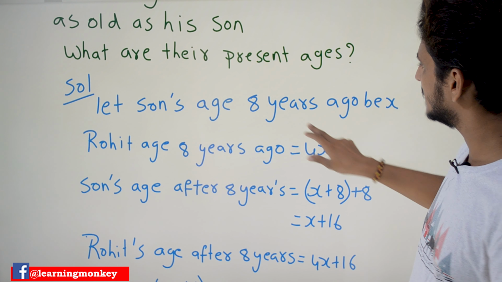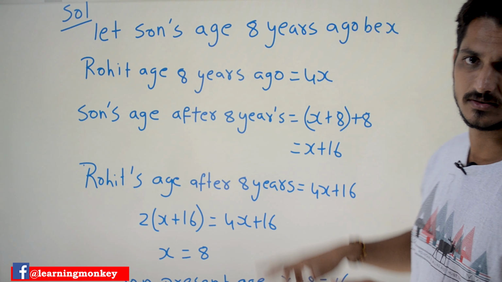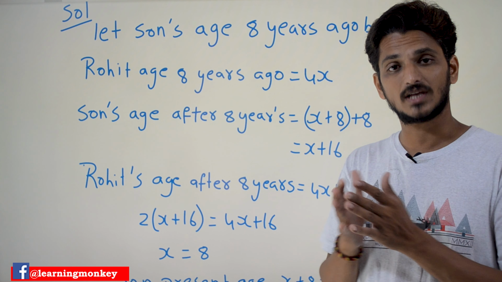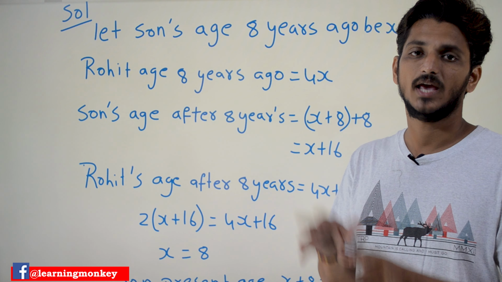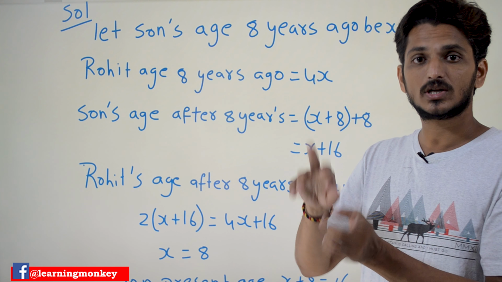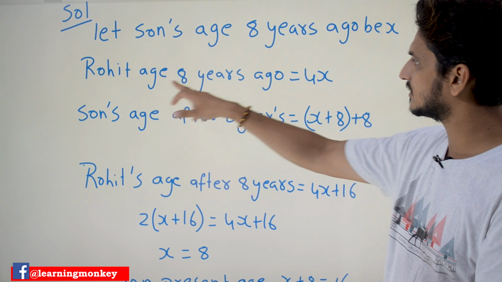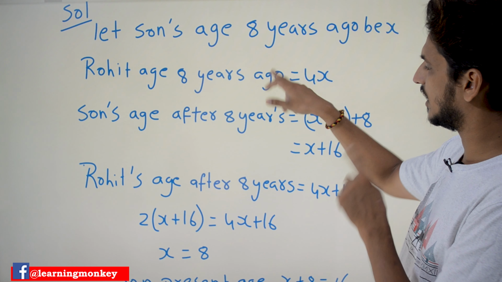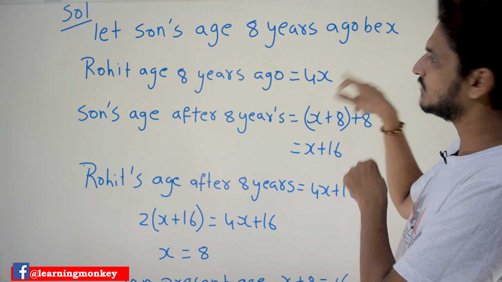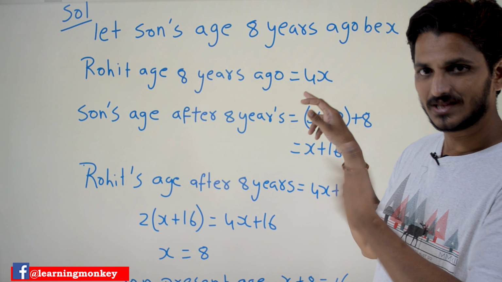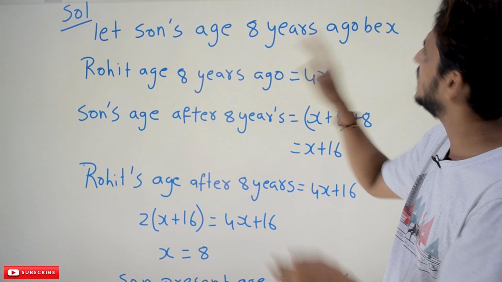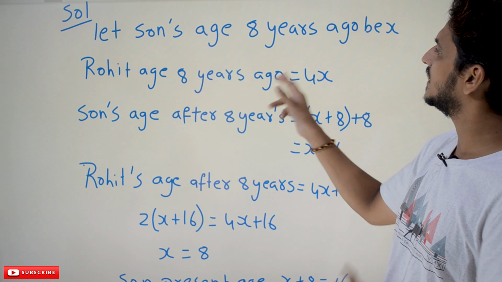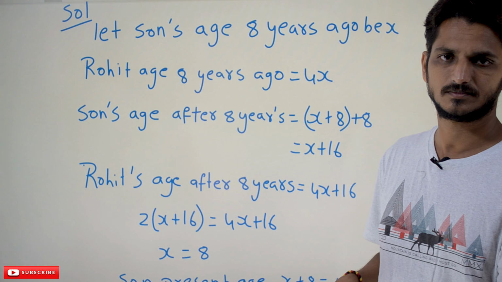Let the son's age 8 years ago be x. You may choose the son's present age as x. Then the equation changes: x minus 8, and 4 times x minus 8 would be Rohit's age 8 years ago. To make the equation simple, we are choosing let the son's age 8 years ago be x. Rohit's age 8 years ago is 4x.